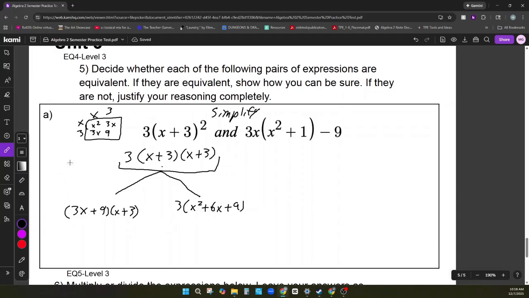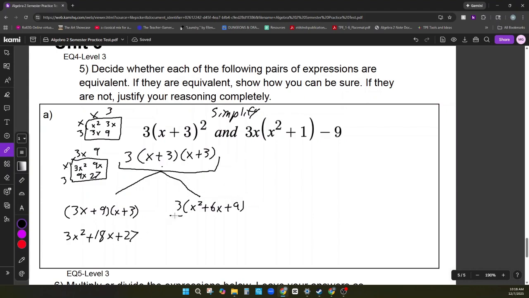So let's see. Doing my side work again, that's going to be 3x and 9, x and 3. That gives me 3x squared. That gives me 9x. That gives me 9x. That gives me 27. So if I simplify this side, that should give me 3x squared, 9x and 9x make 18x, and plus 27.